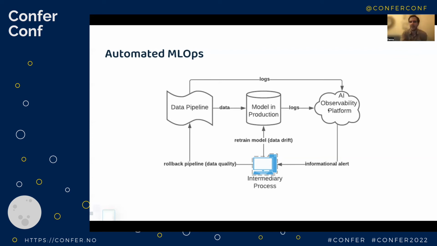Now, let's say something happens, again, some kind of data drift or data quality problem. The AI observability platform can send an alert, but instead of that alert going to a human, it can go to some kind of intermediary process, something that will interpret this alert and, at most simplistically, using a series of if statements, say, if data has drifted, then I should retrain my model. Or if I have a data quality problem, then I should roll back my pipeline. So, this intermediary process is really key because it can take in an informational alert and translate that into some kind of action that needs to be taken.